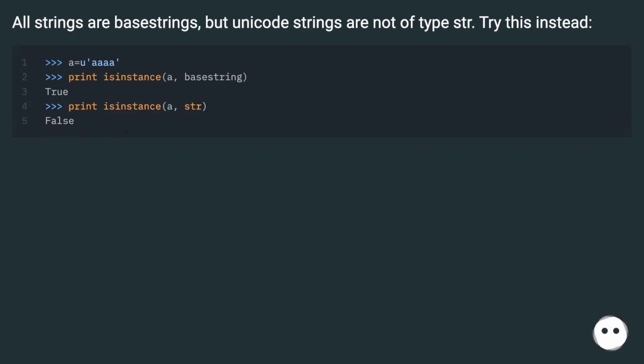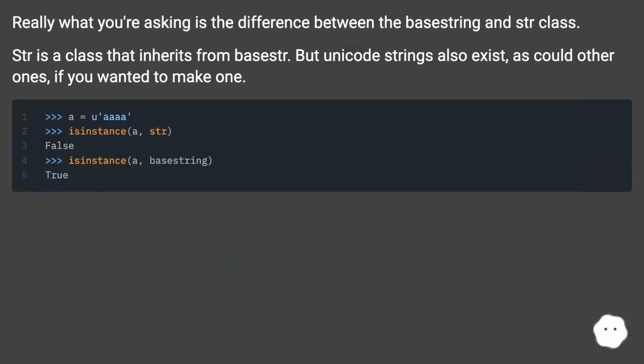Try this instead. Really, what you're asking is the difference between the basestring and str class. str is a class that inherits from basestring, but Unicode strings also exist, as could other ones, if you wanted to make one.